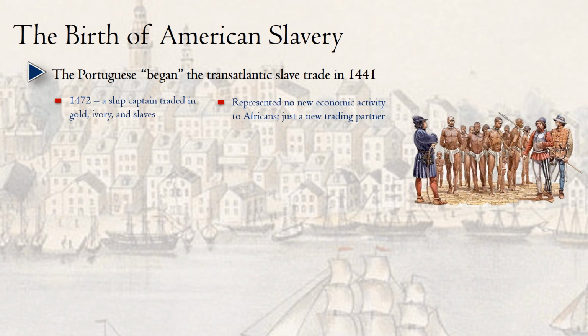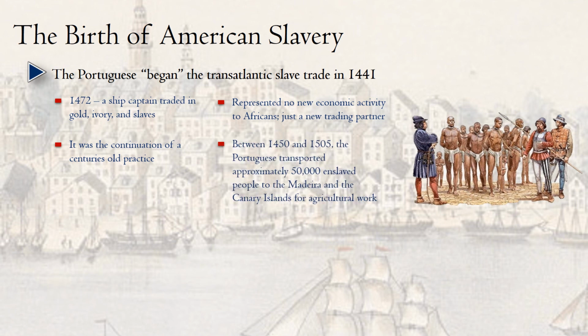Now, to the Africans, this represents no new economic activity. The slave trade had been going on since the days of the Roman Empire. So this was just business as usual. And the Portuguese who are entering this trade just represent a new trading partner. Yeah, somebody from further away, but in principle, what's the difference? This is simply a continuation of a centuries old practice.